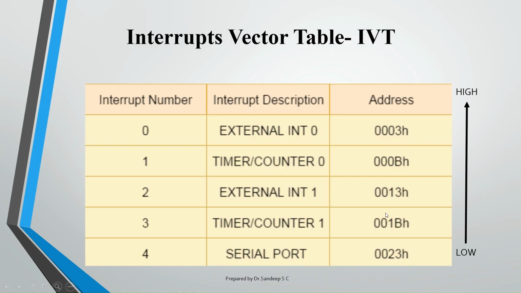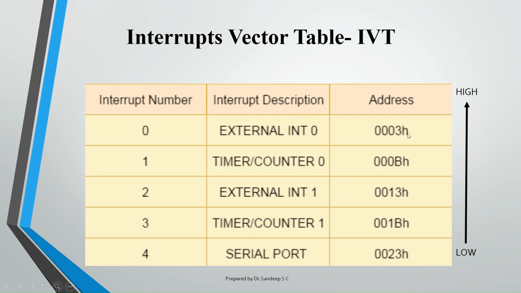Now, if you see here, external interrupt 0 is at 003, timer 0 at 00B, then INT1 at 013, timer 1 at 1B, and the serial port at 23. These are the addresses where the code has to be written. And remember, these addresses are of code memory. Above all this, we have one more interrupt called reset, which is a non-maskable interrupt and has the highest priority. We cannot change that. These are the five programmable interrupts we see here.